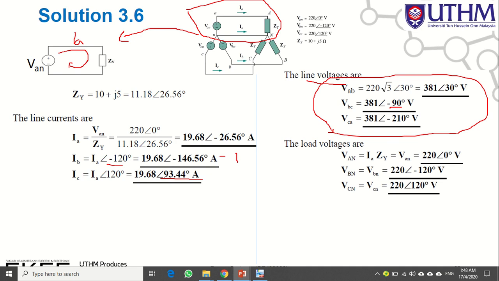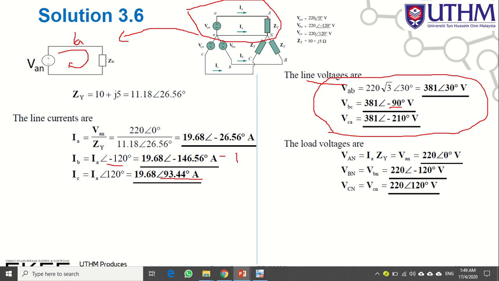The next question, question number 3, is to calculate the load voltages at phase A, phase B, and phase C. So how to calculate the voltage? You have the currents IA, IB, and IC, as well as Z. So you can easily determine the voltage, because VAN equals IA times ZY, which is equal to the voltage at the source.